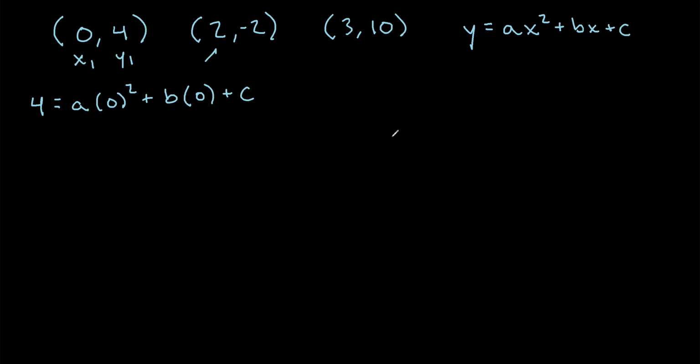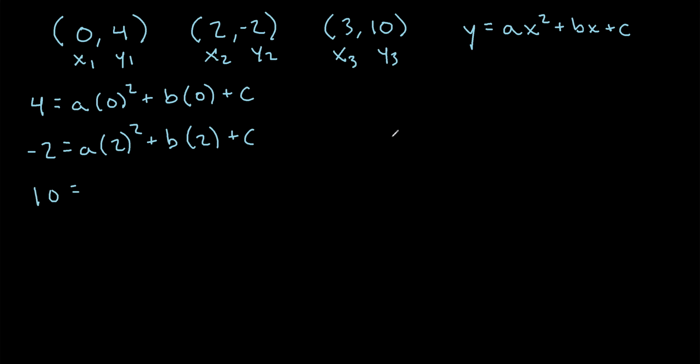Now let's do it again with this xy pair. So y is -2, so -2 = a times x squared, where x is 2, plus b times 2, plus c. And then for our last equation, we'll use these coordinates, call it x3 and y3. So y is 10, so 10 = a times x squared, where x is 3 in this case, plus b times 3, plus c.